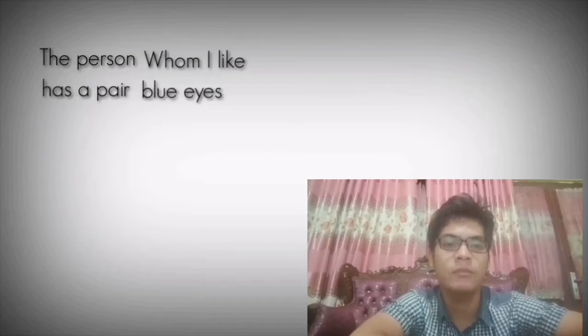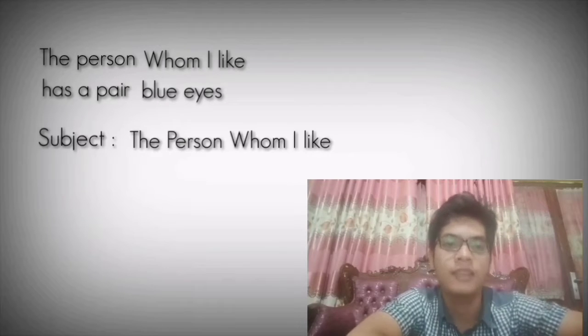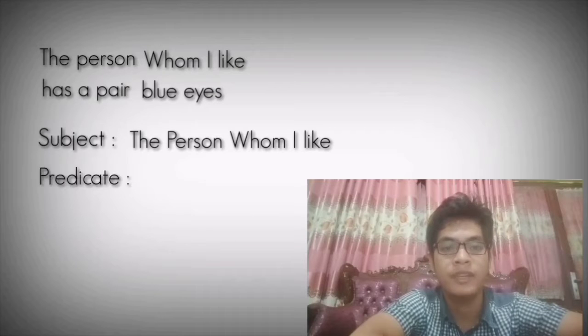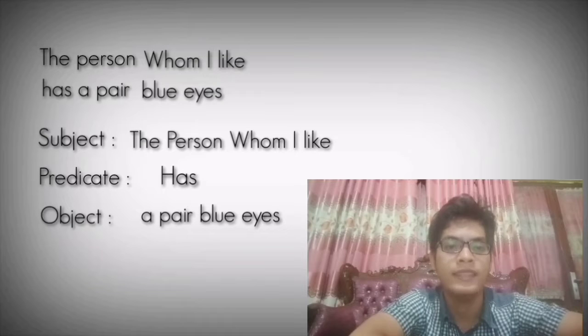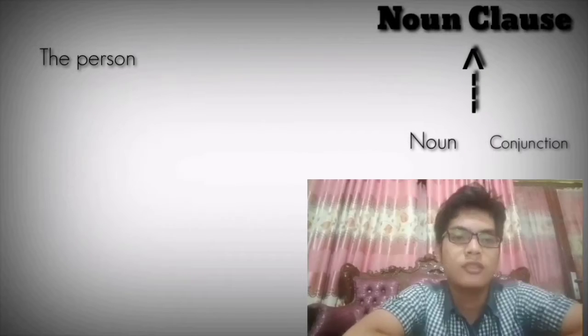Example, I have a sentence like this. The person whom I like has a pair of blue eyes. Okay, let's build the structure. First, the subject. The subject is the person whom I like. The predicate is has, and the object is a pair of blue eyes. And take a look at the subject. We got another noun over there, followed by a conjunction, and that is called a noun clause.